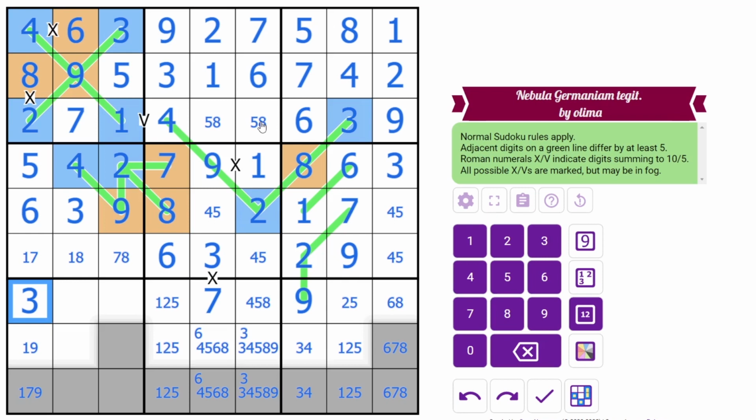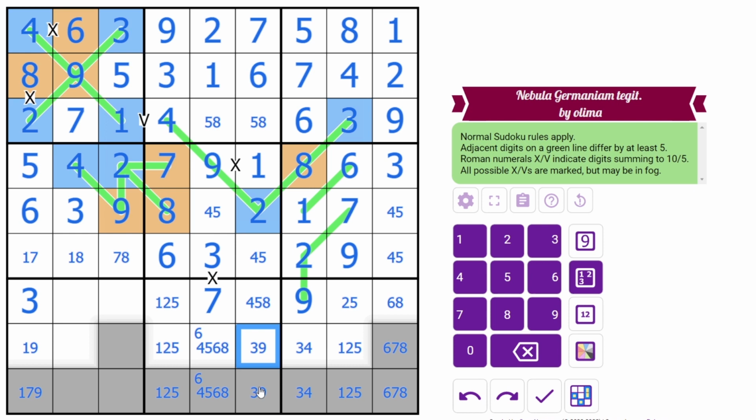5, 8, 4, 5, 4, 5, 8. We should remove all 4, 5, 8 from here. 4, 5, 8. This reduces to 3, 9. Okay, not much helpful, but anyway, let's remove this pencil mark.